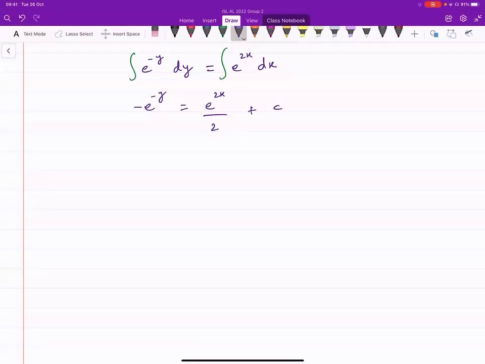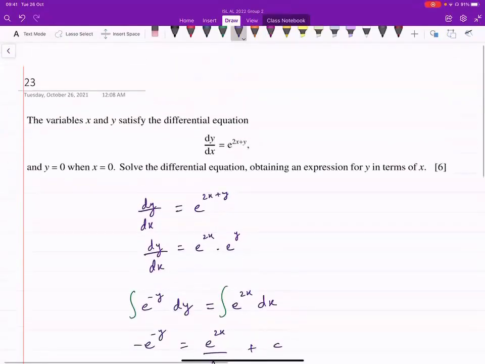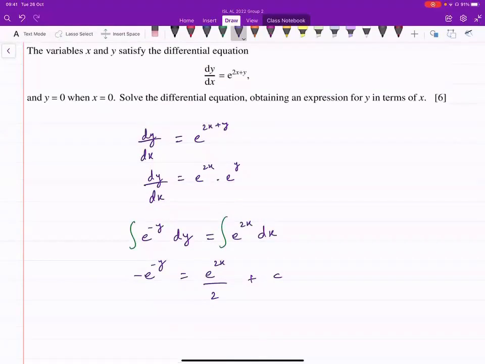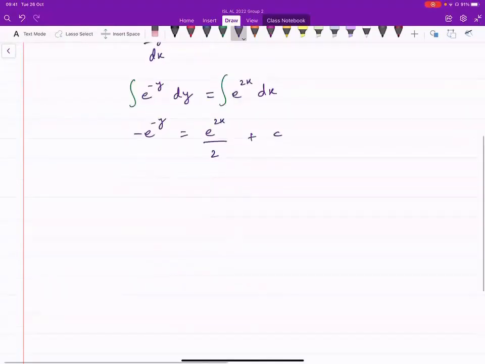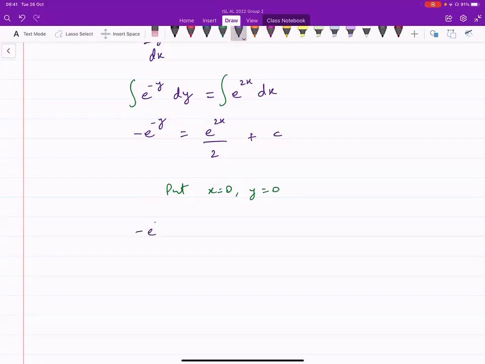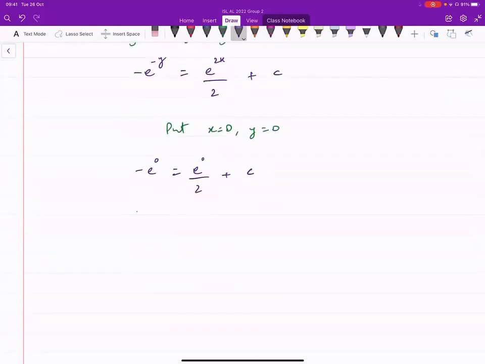What do we do at this point? We find the value of c. When x is 0, y is 0. हमें एक point पता है, तो हम क्या करते हैं? Let's input that. Put x equals 0 and y equals 0. What do we get from that? We have minus e raised to power 0 equals e raised to power 0 over 2 plus c. What do we get from that? Minus 1 equals 1 over 2 plus c. c equals minus 3 over 2, minus 1.5. ठीक है, that's the value of c.